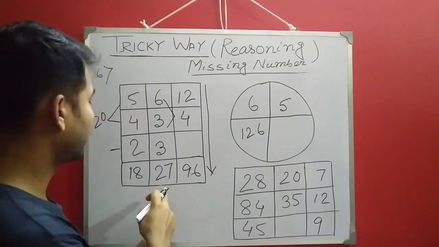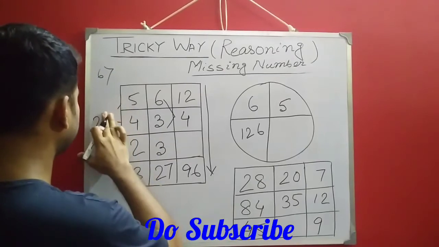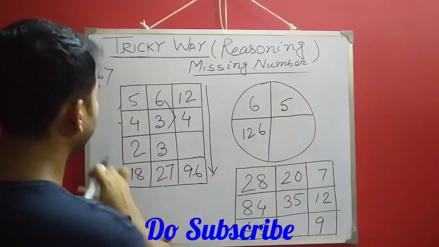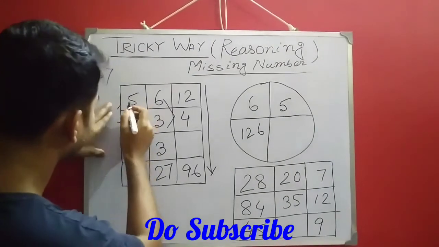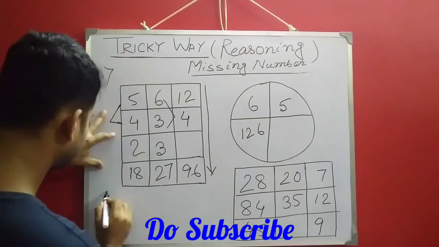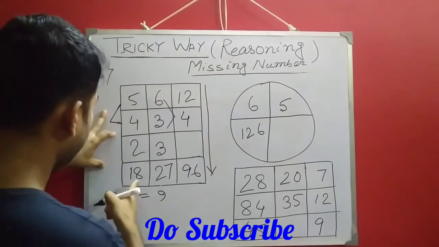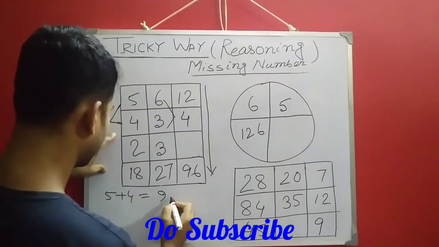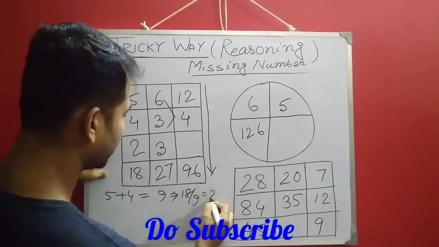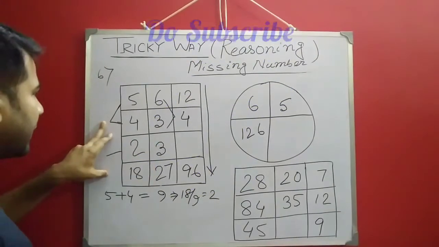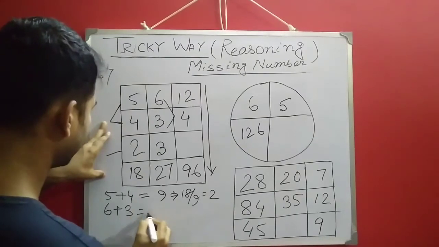No. We cannot get this value. So another trick will be applicable for these questions. That is 5 plus 4. Adding these values, 5 plus 4 equals 9, and then 18 by 9 equals 2. Same thing, 6 plus 3 equals 9.